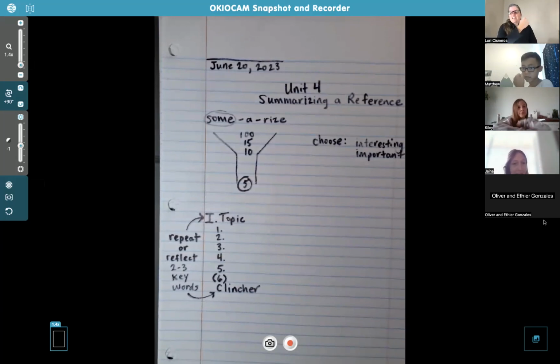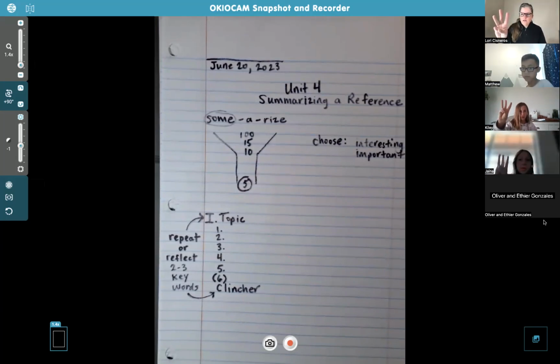Okay. And then you're going to put two fingers together like this and then do a little curve like that. So you're going to say repeat or reflect. And then you're going to do 2 or 3. There you go, 2 or 3. And then key words.